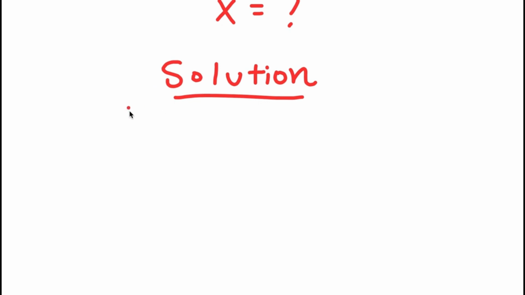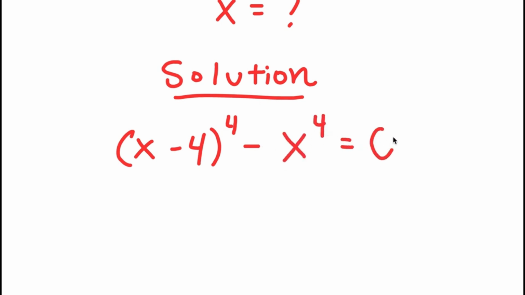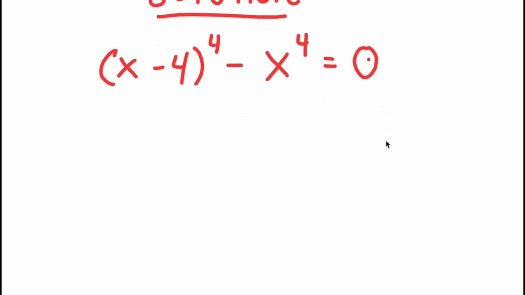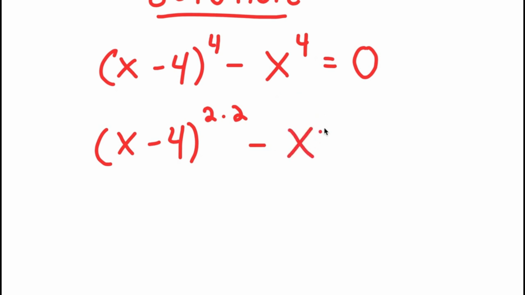So if I do that, I get (x - 4)^4 minus x^4 is equal to 0. Now from here, I can rewrite (x - 4)^4 as (x - 4)^(2·2). And I can do the same thing with x^4, so I get x^(2·2).